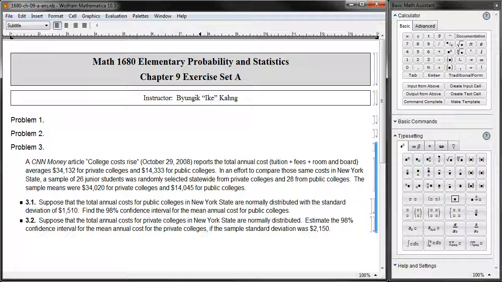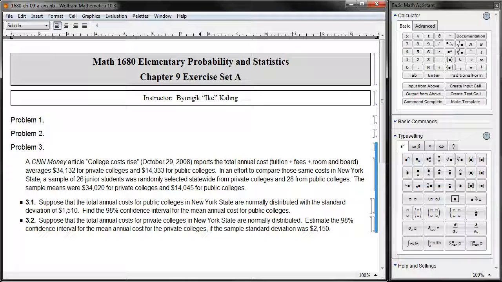Okay, 3.1. Suppose that the total annual costs for public colleges in New York State are normally distributed with a standard deviation of $1,510. Find the 98% confidence interval for the mean annual cost for public colleges. 3.2. Suppose that the total annual costs for private colleges in New York State are normally distributed. Period. Estimate the 98% confidence interval for the mean annual cost for the private colleges if the sample standard deviation was $2,150.